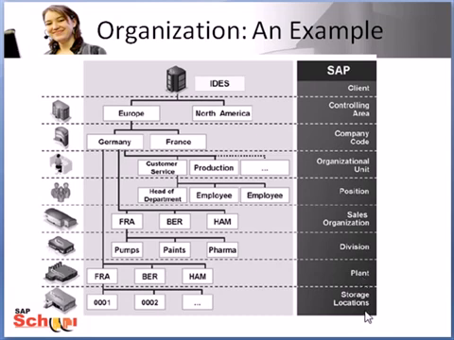Storage locations are sub-units under the plant level. Plant material stocks in inventory management can be differentiated according to storage location. So for example, in a steel plant, you might have raw material in one storage location and work in progress in another one, and finished goods in a third storage location, all under the same plant.